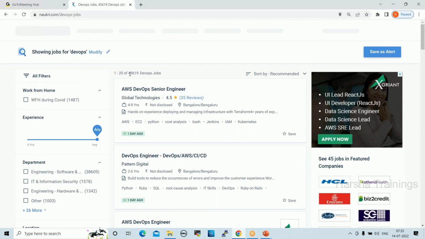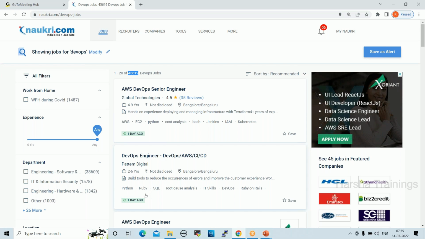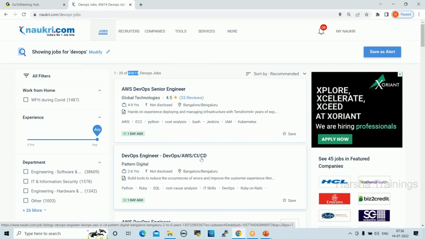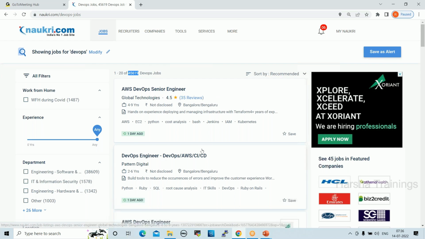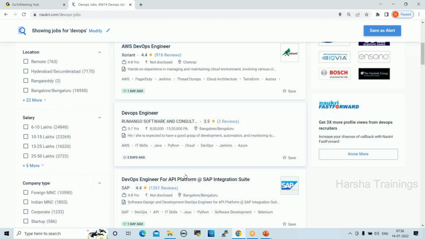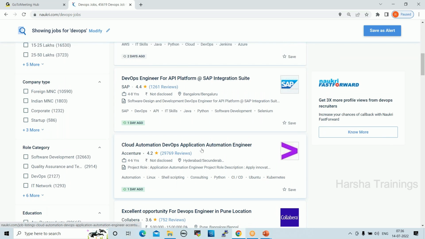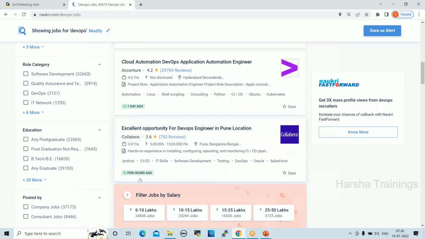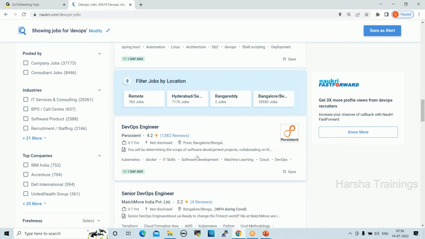See here, how many jobs are there? 45,619 jobs. See here, one day ago. So one day before only they posted this. What they are showing here: DevOps with AWS and CI/CD. What is CI/CD? Yesterday we discussed, right? AWS DevOps senior engineer, AWS DevOps engineer, DevOps engineer, API platform, we discussed that. Cloud automation, DevOps application automation engineer. Only one day ago, few hours ago also. DevOps engineer in Pune location. DevOps infrastructure engineer. Like this, we have nearly 45,000 jobs.